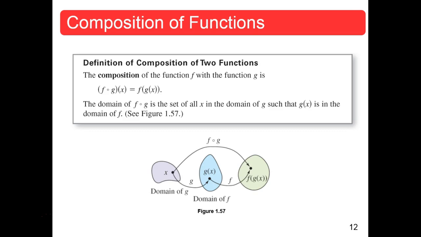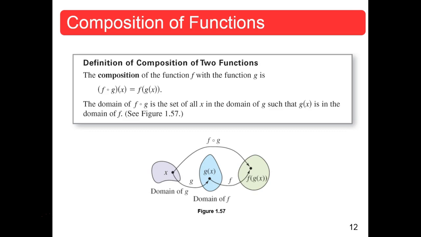Here are your X's. This blob of X's, that's your domain of G. So you operate on G, on this domain, and that gives you the range of G. And there's your G of X, which are your Y values, your output values. Then F is operating on that. So you take the output from G, and it has to be in the domain of F, and then you get F of G of X, or the original composition goes straight from this X to that. But it has to have all these requirements there. So it looks a little complicated. In reality, it's pretty straightforward.